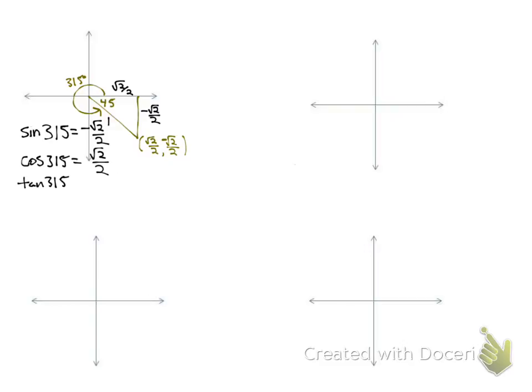Tangent of 315. Are those two values both the same? Negative 1, except the one's negative. Yeah, so it's going to be negative 1. Okay, so I asked you for one of them. We have the values. Let's do another one.